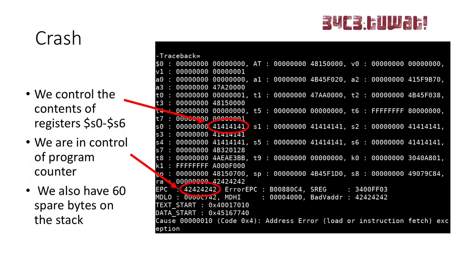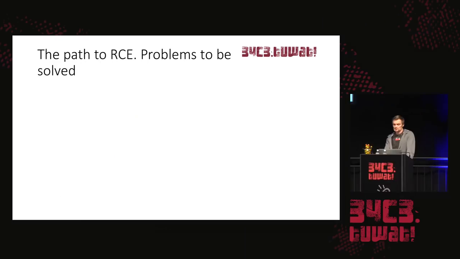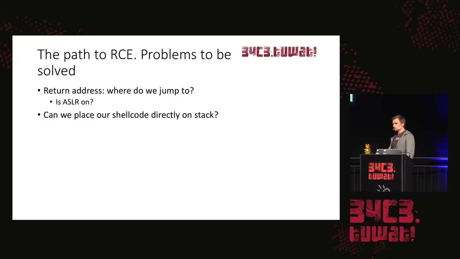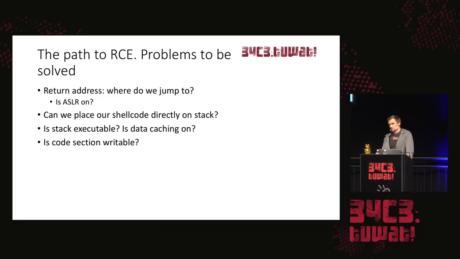Further inspection also provided me with knowledge that we have 60 spare bytes on the stack to work with. But before we build the exploit, we have some problems, issues to be solved. Yes, we do control the program counter, but where do we jump to? Is ASLR on? And can we execute shellcode directly on the stack? Is the stack executable if we can place the shellcode on it?